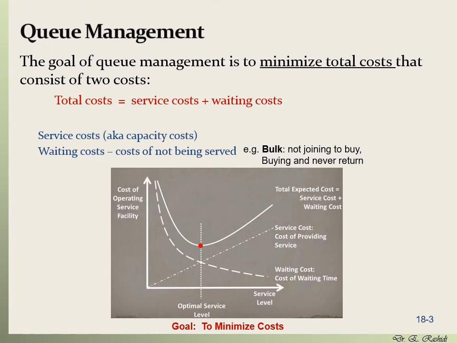Managing a queue. The purpose of managing a queue is to minimize the cost of a queue. We can break down the cost of a queue into two categories. The cost of a queue caused by the service cost, providing the service, and the cost of a queue that is caused by the waiting time, or the waiting cost of a queue. So the total cost of a queue is service cost plus waiting cost.